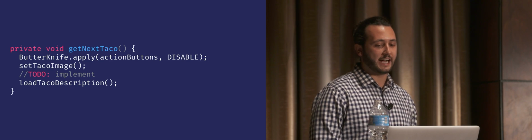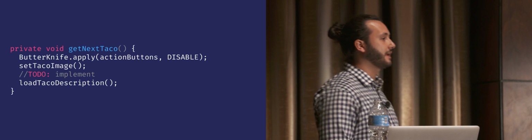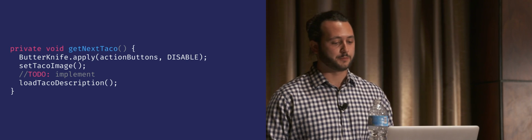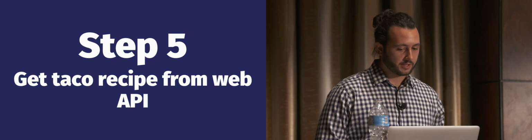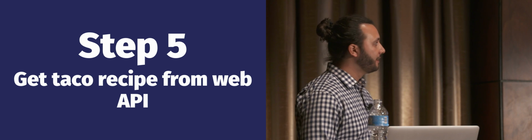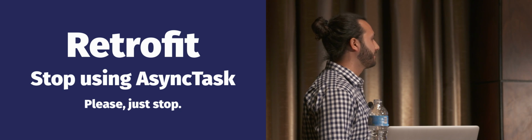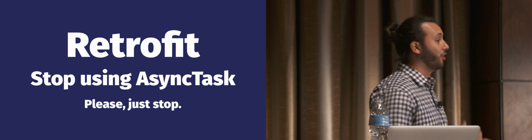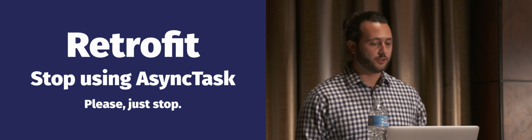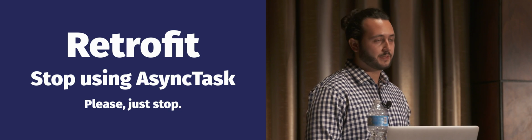So now we can get into actually loading the taco description, so actually making a call to the web for that taco description. So let's get in our taco recipe from the web. In order to do that, we're going to use Retrofit, not AsyncTask. If you're using AsyncTask for all of your networking, I would consider using Retrofit in a nice way.